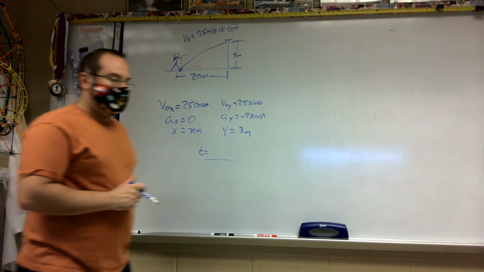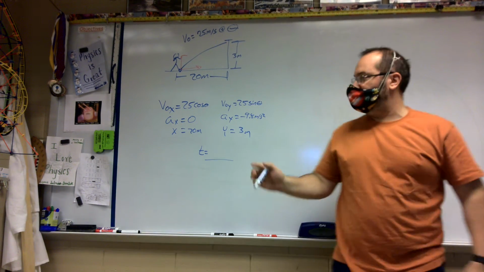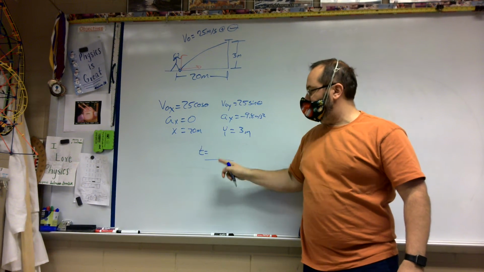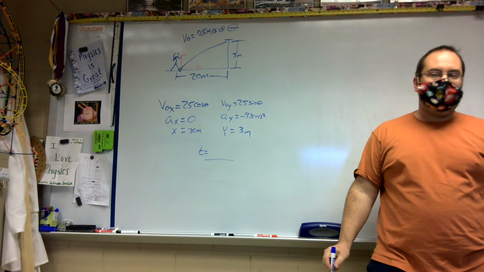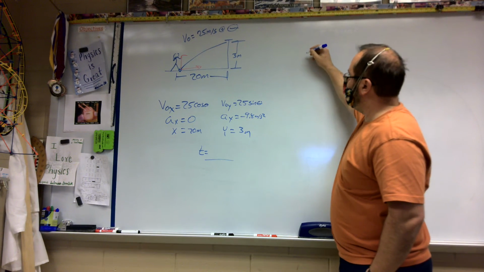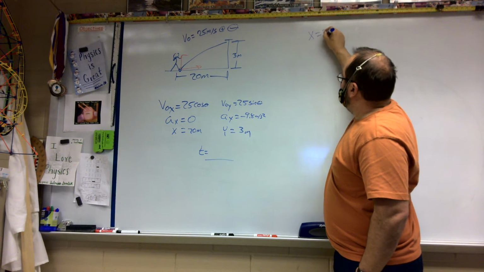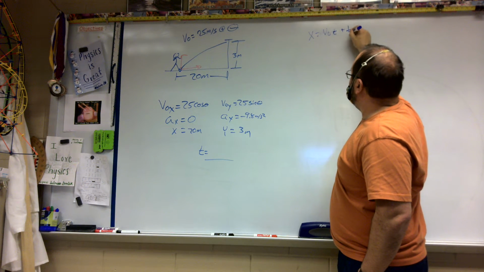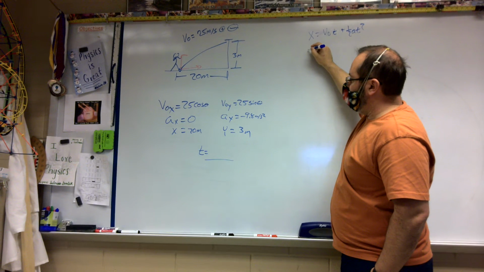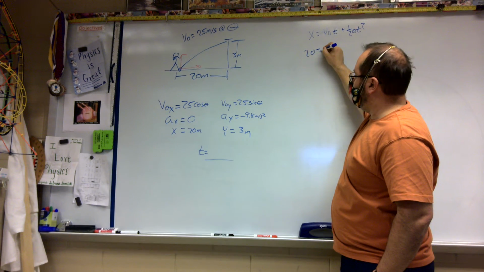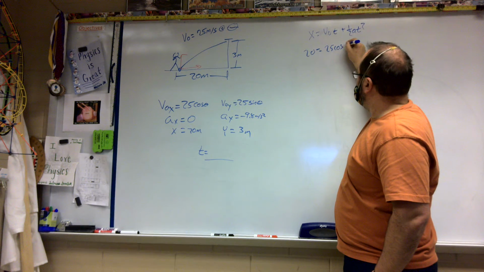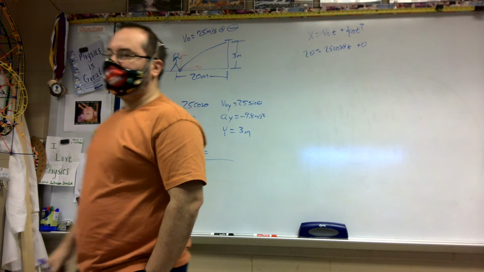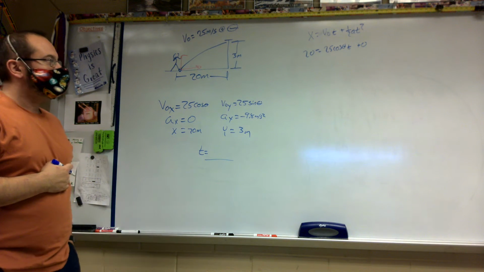Because we have two unknowns, theta and t, and we only know two pieces of data on each side, to figure this out we use our second kinematic equation: x is equal to v initial times time plus 1/2 at squared. We would set this up to say 20 is equal to 25 cosine theta t plus 0, because the acceleration in the x direction is 0, so you immediately know that term is gone.